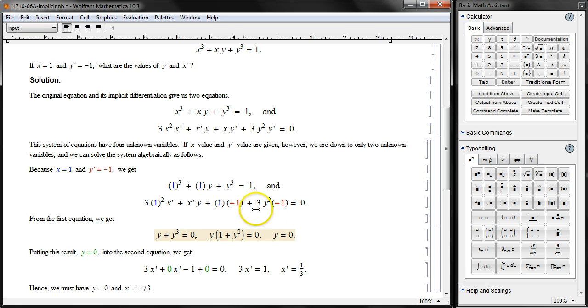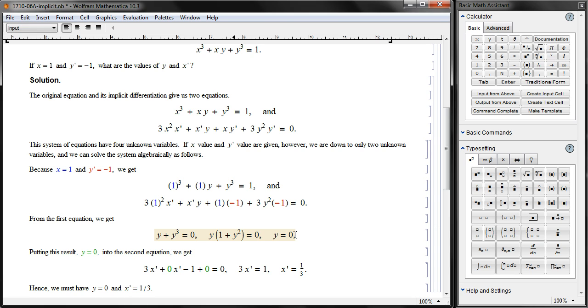Do you see? From here, plug in x equals 1. So 1 cubed plus 1y plus y cubed is equal to 1. And this one and that one cancel out, and this is what you get: y plus y cubed is equal to 0.